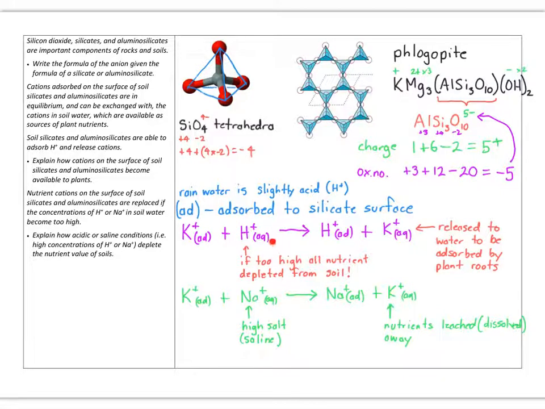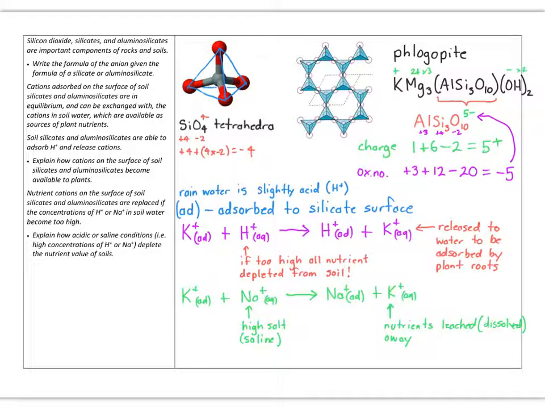When the rain falls, it contains some aqueous hydrogen ions because it's slightly acidic. And what we get is exchange at the surface. The hydrogen ions adsorb onto the surface and they release the potassium ions. Those potassium ions are released into the water to be absorbed by the plant roots. Plants can get their nutrient, all good, plant grows, all healthy.